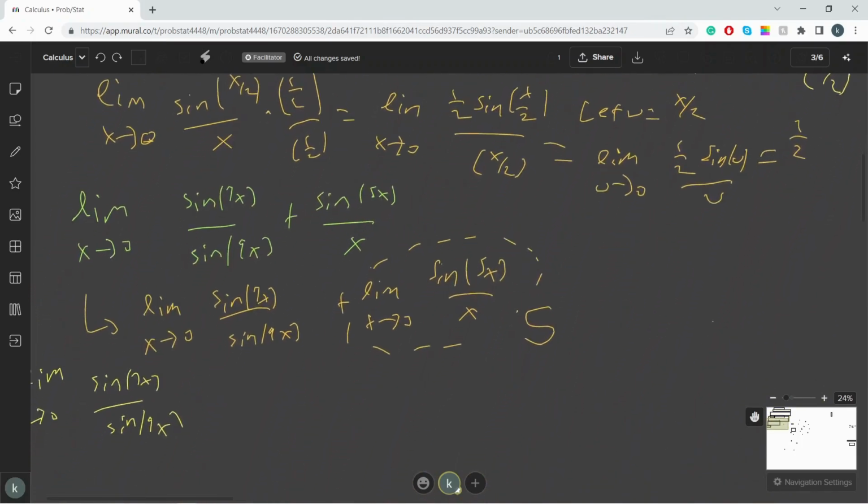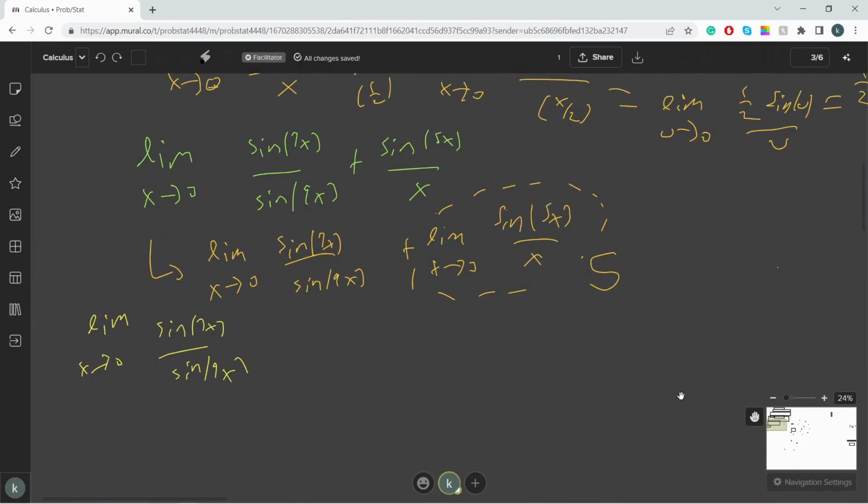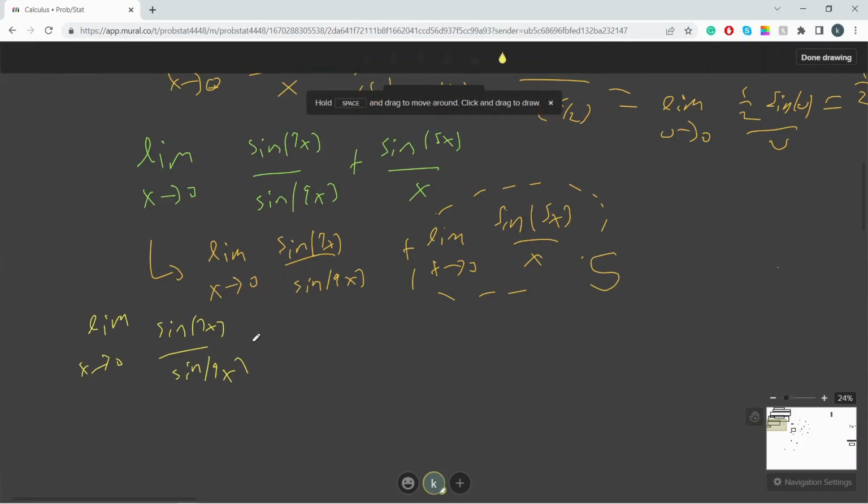Okay, so we have a sine of 7x over a sine of 9x. But we need to somehow get an x in the denominator for both this term and this term, so that we can use the special limit and solve the rest of the problem. And you might be like, well, Karthik, how do we just make an x appear in both the numerator and denominator of this giant expression?